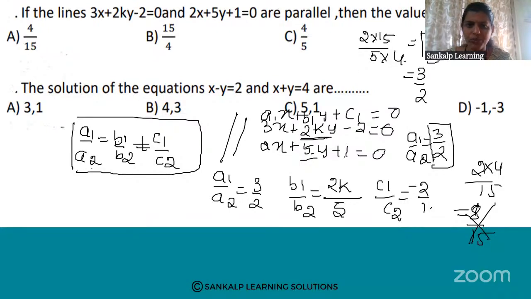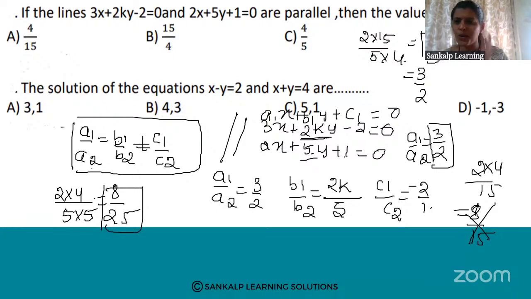Check with C also. What happens? 2 into 4 divided by 5 into 4 by 5 is there. 5 into 5 gives 8 divided by 25. If you cancel these, you will not get 3 divided by 2. No need to check other options. Therefore, option B is right. If I multiply K value 15, 2 into 15 is 30 and 5 into 4 is 20. 0 will get cancelled and 3 divided by 2 I will get. Therefore, option B is right.